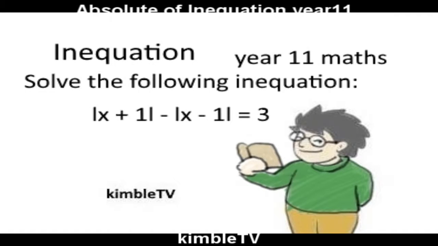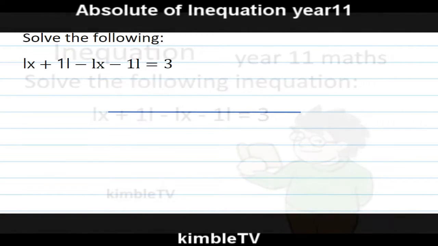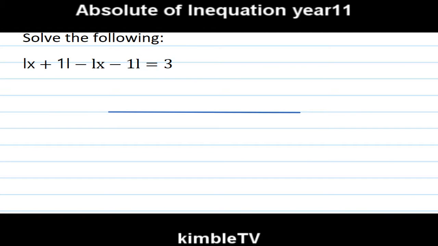This lecture is about the absolute value inequation. In this case, to begin with, draw the number line, and then let 0 be the center, and mark x equals -1 and x equals 1. Then you should divide it into 3 parts like this.